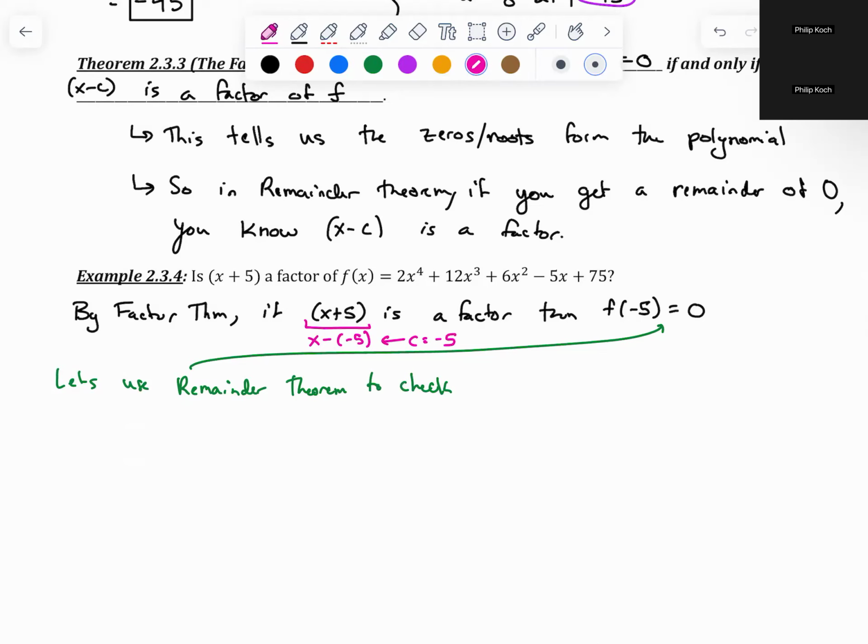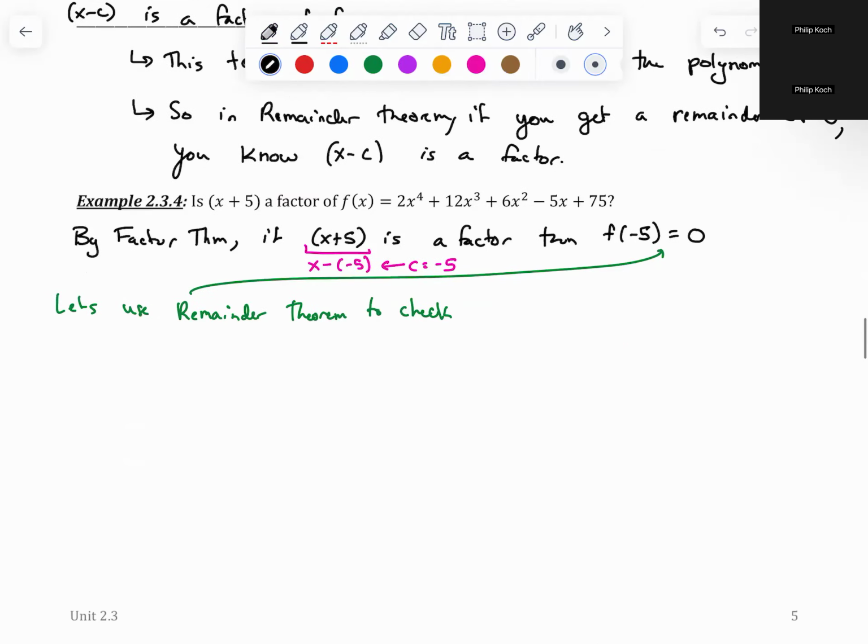So watch what happens if you use the remainder theorem. So -5, we're synthetically dividing it because we're dividing by x minus c. We're just writing the coefficients: 2x to the fourth plus 12x cubed plus 6x squared minus 5x plus 75. All values of x are present and accounted for, so we don't need to add any placeholders. Go ahead and perform this synthetic division.